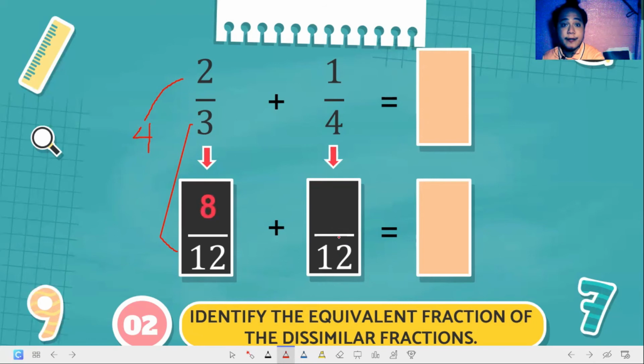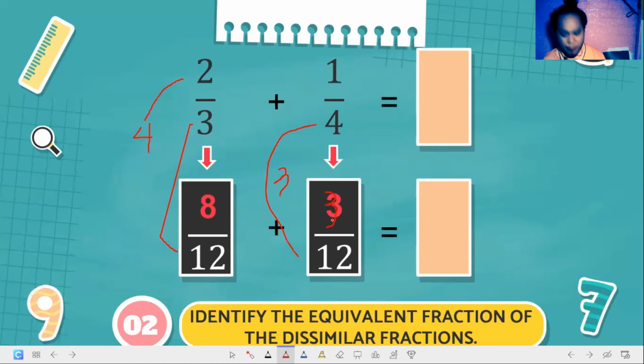How about the second original fraction? 12 divided by 4 is what? 3. Multiplied by 1 is also 3. All right. Now, are we finished transforming them into similar fractions? Yes, we already transformed them.